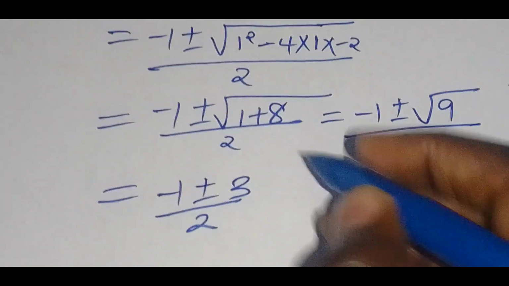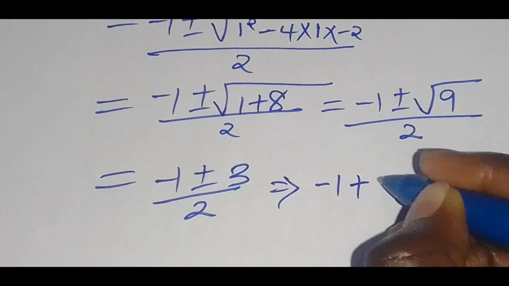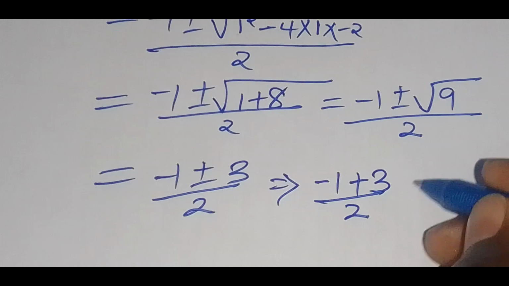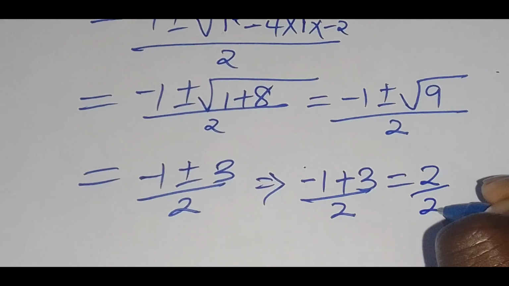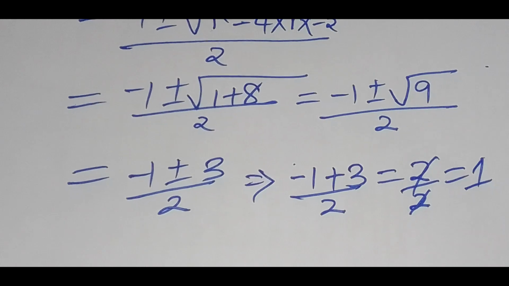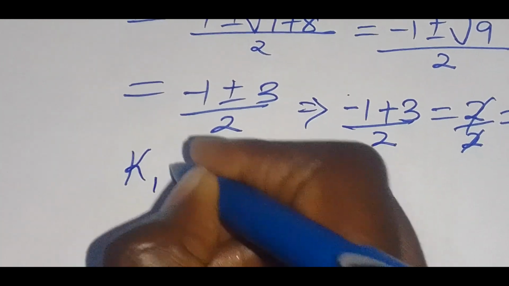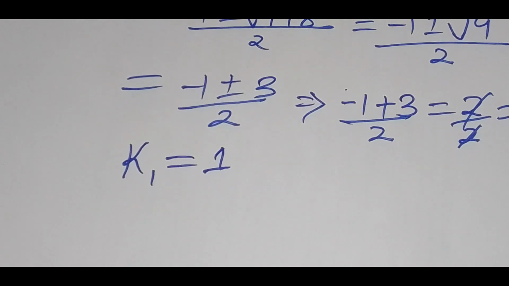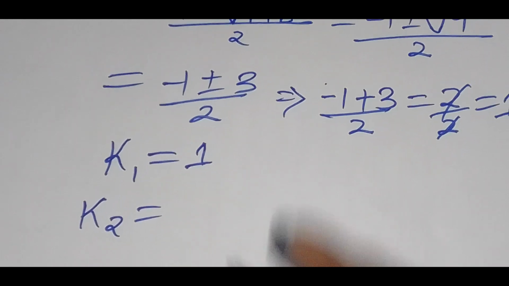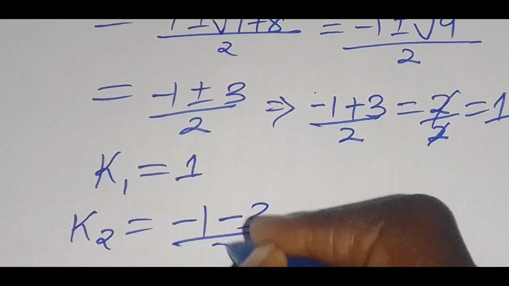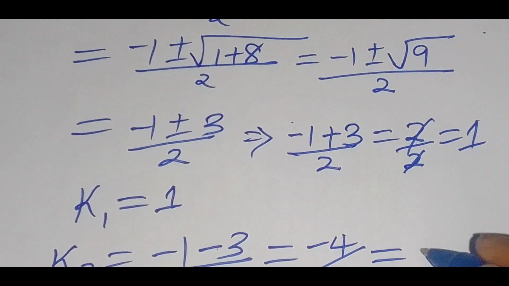Okay, so in this case we have minus 1 plus 3 divided by 2. This is going to give us minus 1 plus 3, this is equal to 2 divided by 2, and this is going to give us 1. That is the first value of k. We are saying that the first value of k is equal to 1. Okay, and the second value of k, that we can say k2, is equal to minus 1 minus 3 divided by 2. Okay, minus 1 minus 3, this is minus 4 divided by 2, which is minus 2.